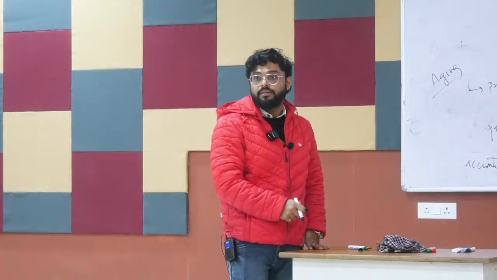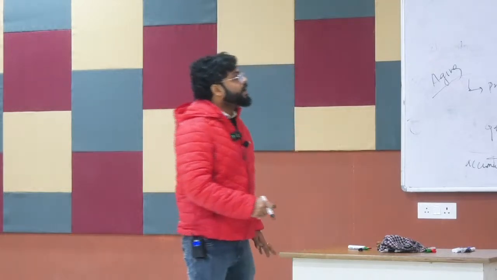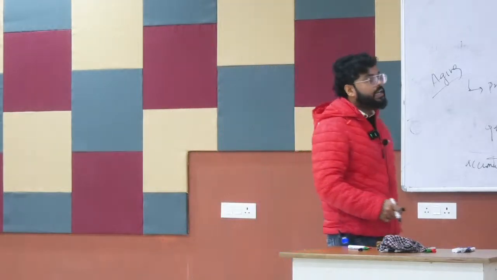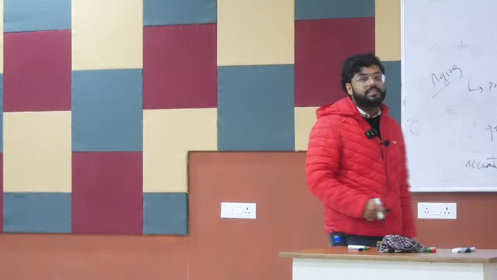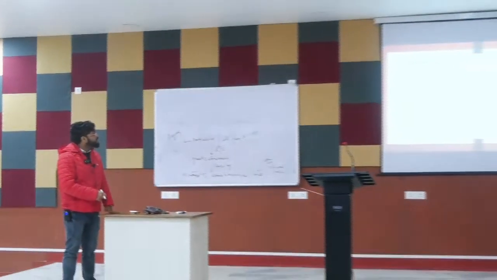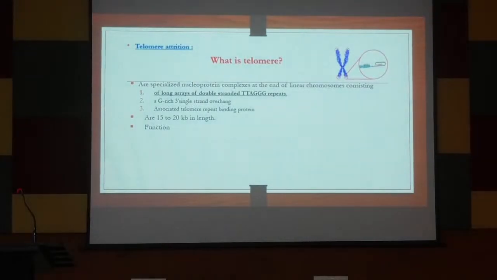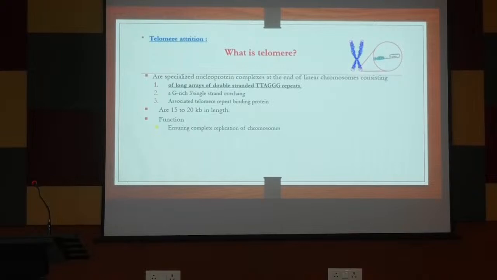টেলোমিয়ার আর টেলোমারেস। তোমাদের স্বপ্ন আসে। Anyway, there is a long array of double stranded TTAGGG repeats. It is present at the G rich 3 prime end. And what is the function of it? It ensures the complete replication of the chromosome.